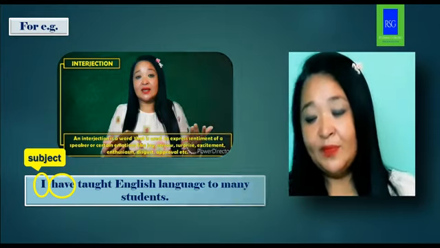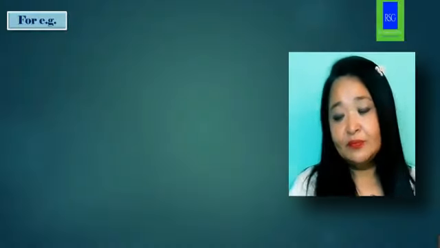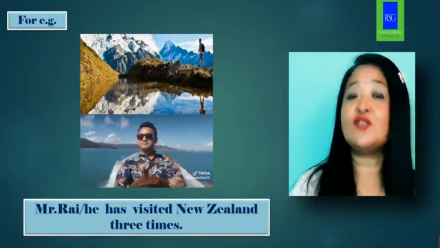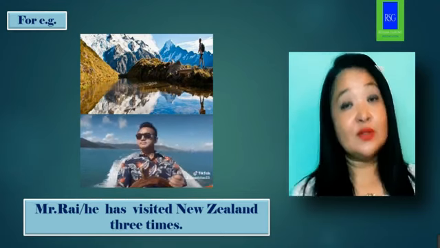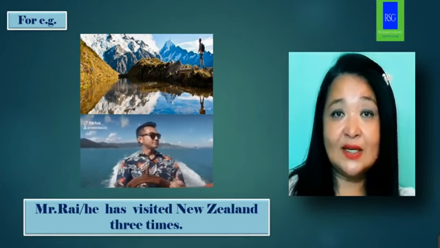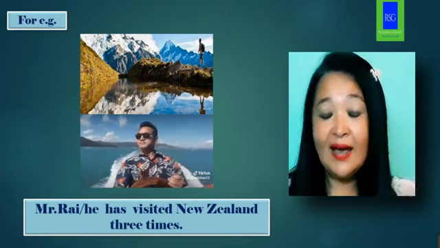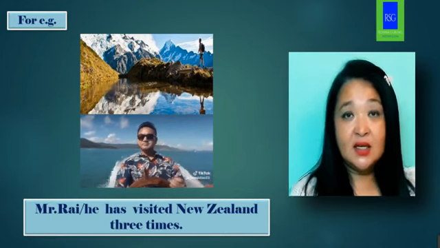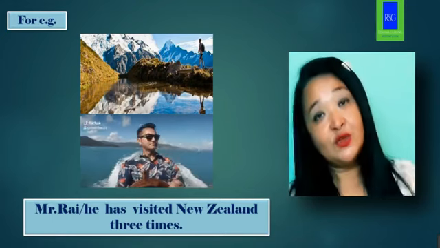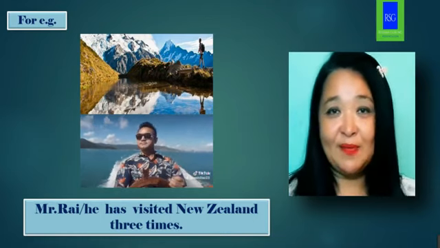Similarly, second example. Look at the second example. Mr. Rai, or he, has visited New Zealand 3 times. When I say he has visited New Zealand 3 times, now I'm describing his past. He has visited New Zealand 3 times, but I haven't told you when he visited. In 2016, 2018, 2020, when? I'm not mentioning the time here.